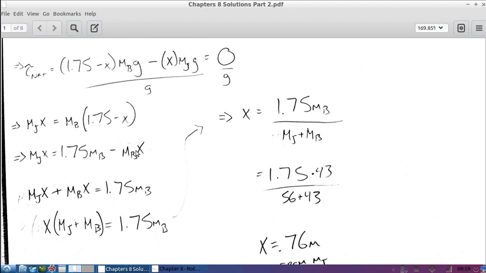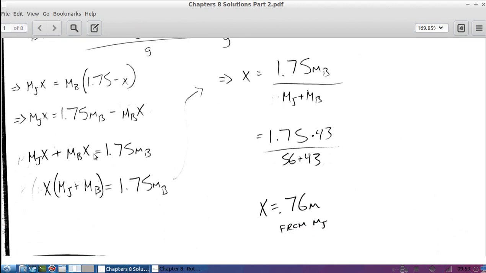I have 1.75 m sub b minus x times m sub b. Get both of these terms on one side of the equation. Add m sub b times x to both sides. So I've got my terms with x on one side, and everything that's left on the other side, right? I know the masses, but I don't want to plug them in just yet. Finish doing my algebra, get a nice expression for x. I'm dropping units here. If you notice 1.75 meters, I'm dropping it, just for the sake of simplicity, so I don't get too cluttered up in my algebra steps.